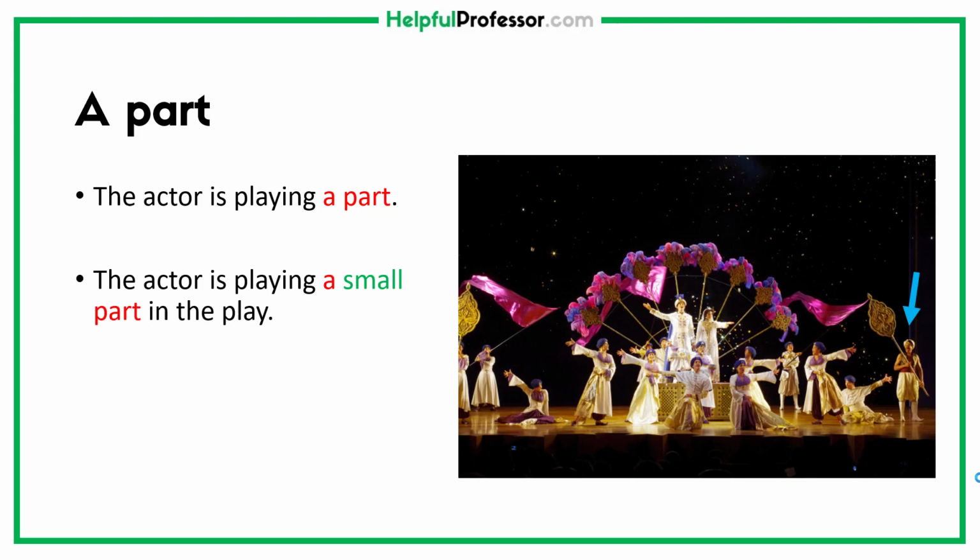Here's another example. The actor is playing a part. And you can see the blue arrow on the far right hand corner. We've got an arrow pointing at one actor. Let's see if we can say small in between a and part to see if it makes sense. The actor is playing a small part in the play. It does make sense, so it should be a part, two separate words.